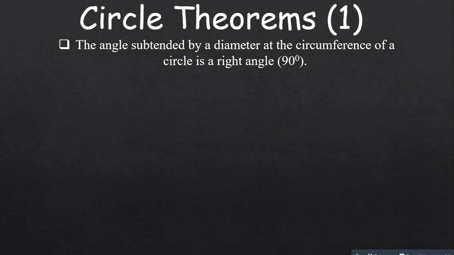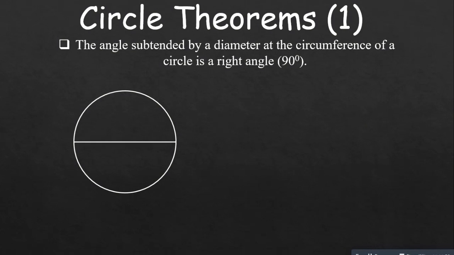Theorem 1 states that the angle subtended by a diameter at the circumference of a circle is a right angle. A right angle is a 90-degree angle formed when you have a perpendicular line on another line. Alright, so we have a circle first. Let's draw this line, and this line is what we call a diameter. A diameter divides a circle into two equal parts. We call that a diameter, and it can be at any point of the circle.